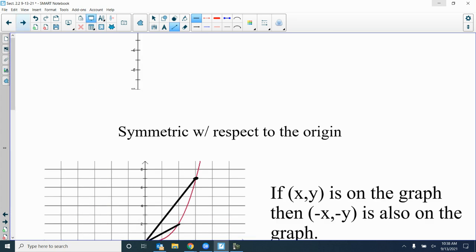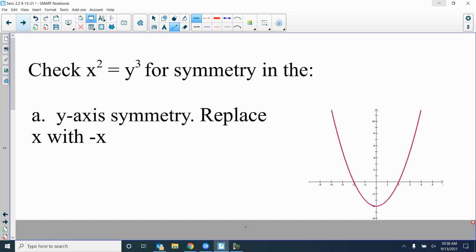Testing for symmetry, you've got to be careful here. We're going to use this for the first three. This is check x squared equals y cubed for symmetry. We're going to check it in the y-axis, the x-axis, and then the origin.